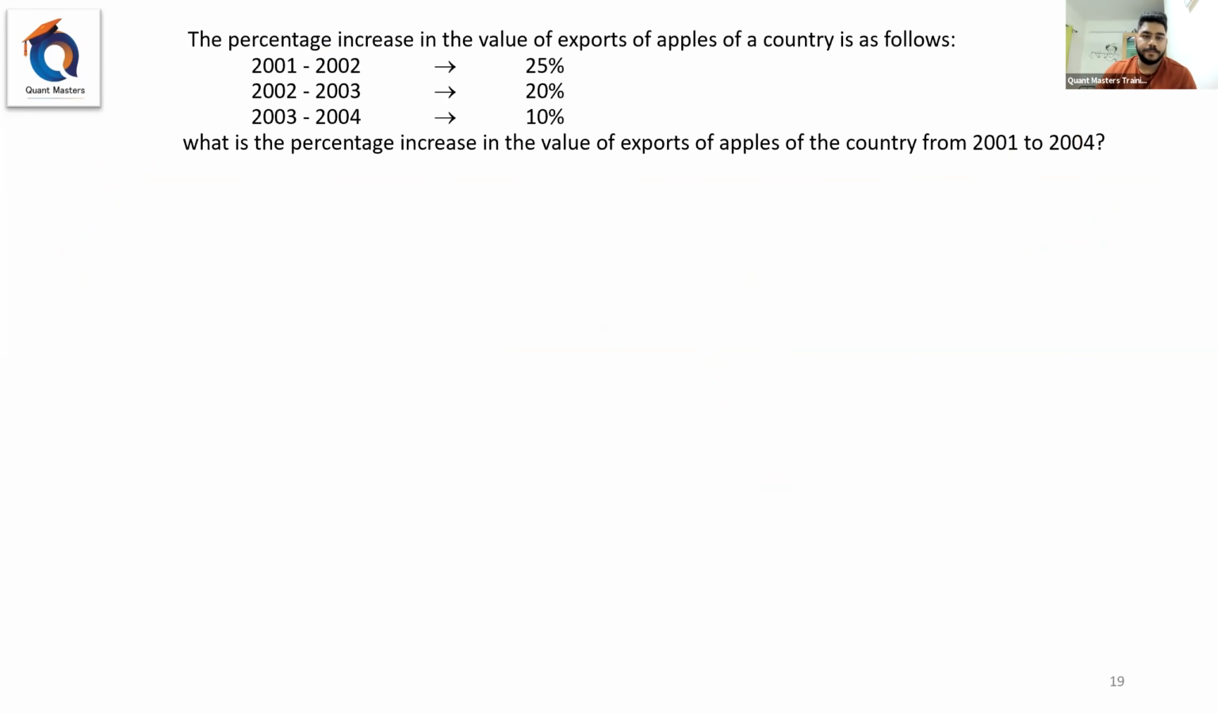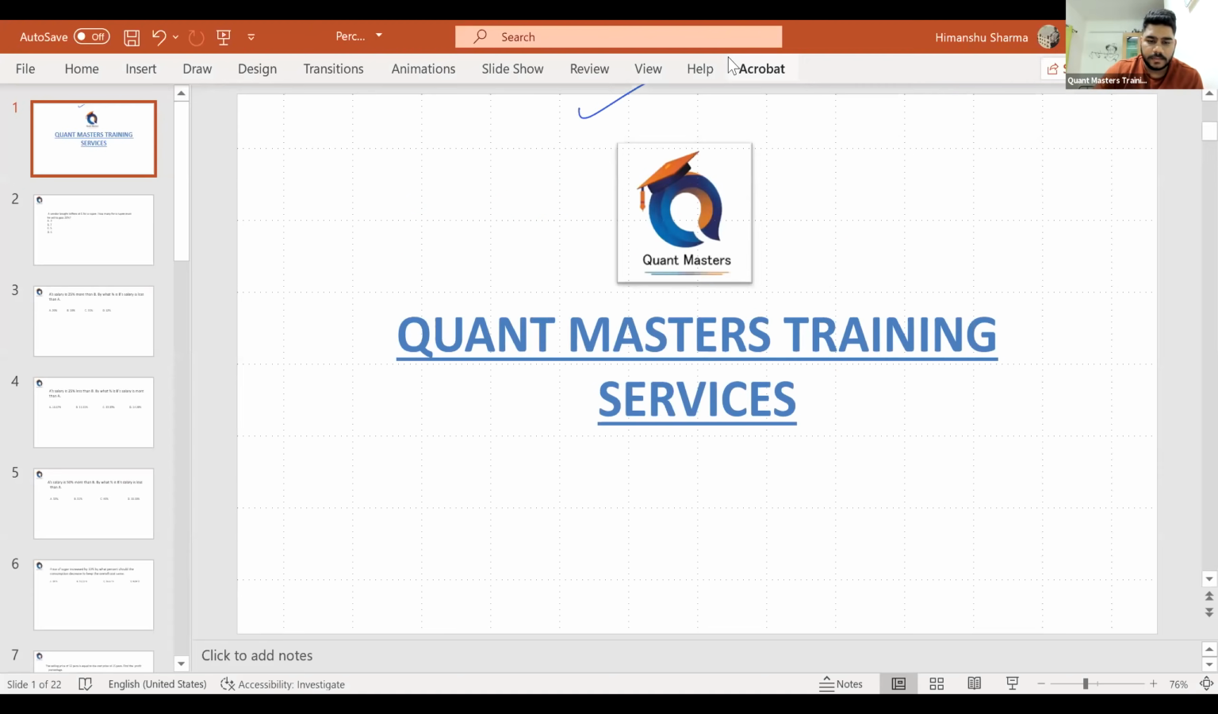Try this one. The percentage increase in the value of exports of Apple from a country is as follows. What is the percentage increase in the value of exports of Apple from 2001 to 2004, which means he's asking me cumulative. Okay, so let me assume initially it was 100, increased by 25%. So 100 increased by 25% is nothing but 125. Then increased by 20%. I think, just give me a minute.